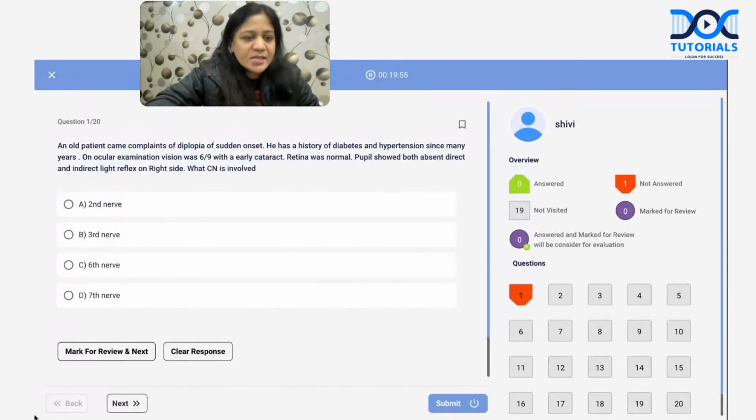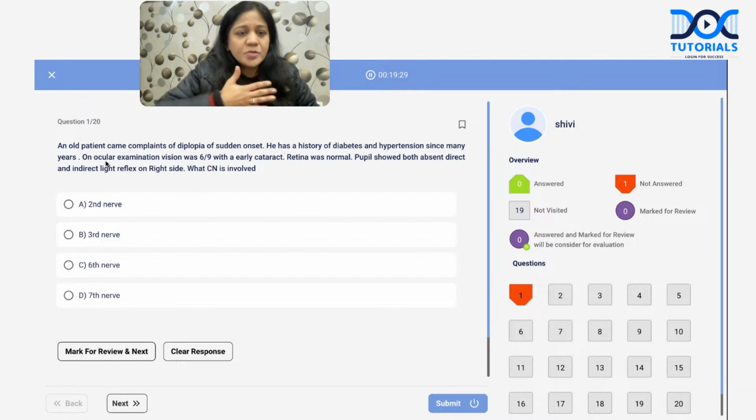So it says that there is an old patient. Okay, old patient hai. There is a complaint of diplopia of sudden onset. So I consider diplopia of sudden onset. I have read that it should be a paralytic squint. Okay, first thing which I know is diplopia of sudden onset is probably a paralytic squint. Now there is a history of diabetes and hypertension. ठीक है, old है, diabetes है, hypertension है, agree.